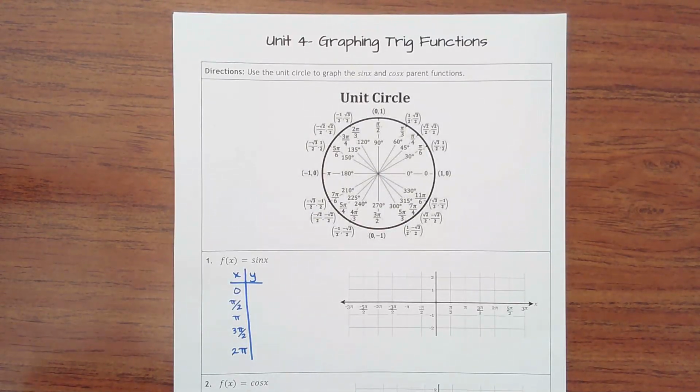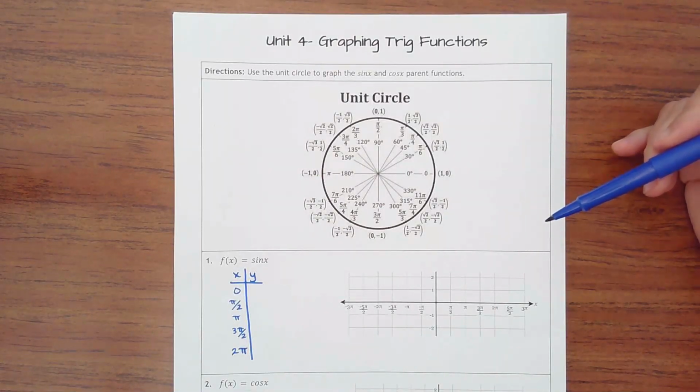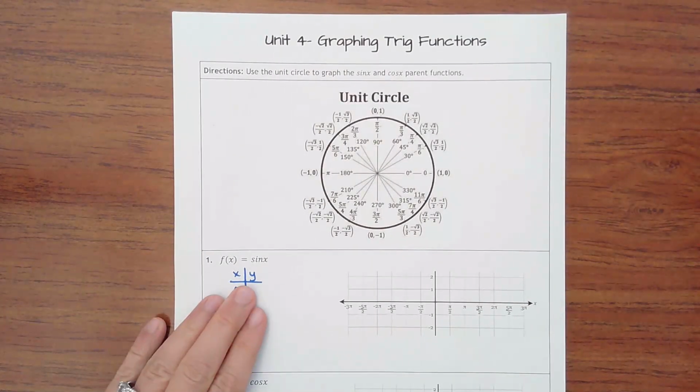Unit 4 is graphing trig functions. So we're going to take what we've previously learned about the unit circle, which is really just finding side lengths of right triangles in different quadrants, and turn them into an x and y value so that we can put it on a coordinate plane.